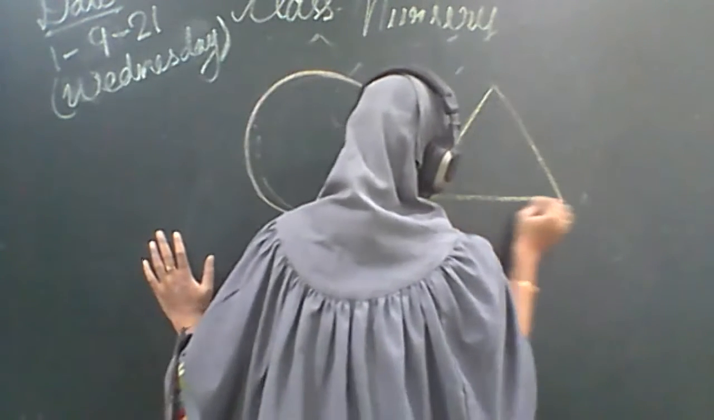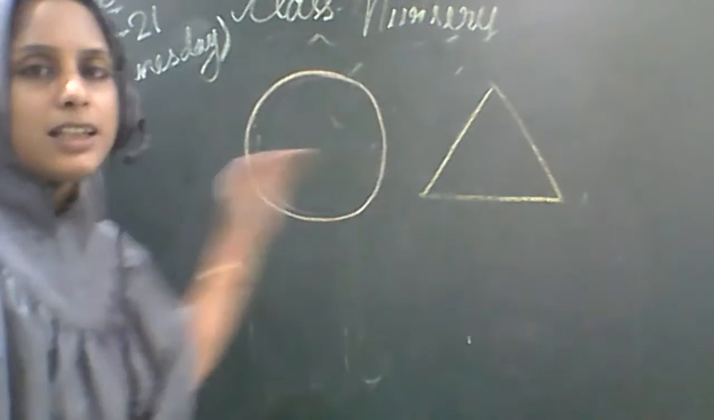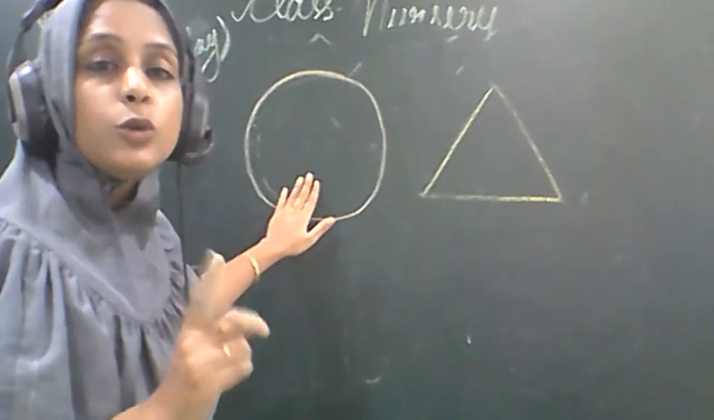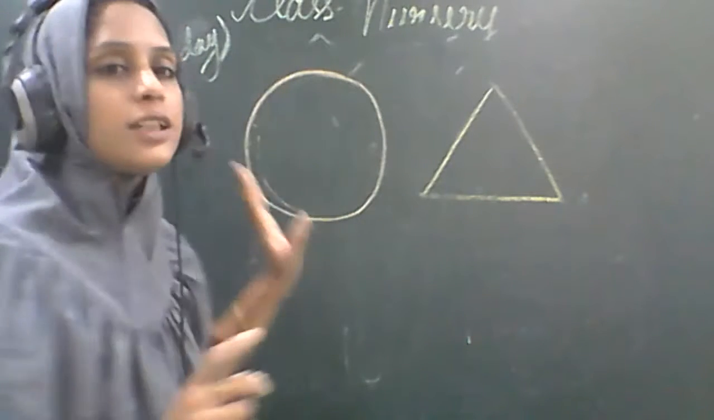Now, what is this? This is the circle. A circle has no end and no corners. Iske na to koi corners hai na koi end hai.